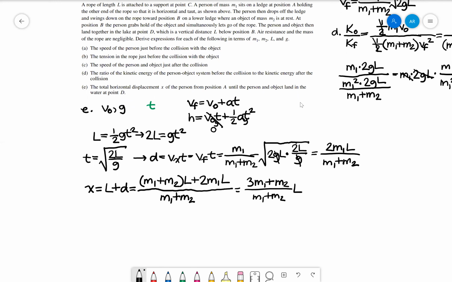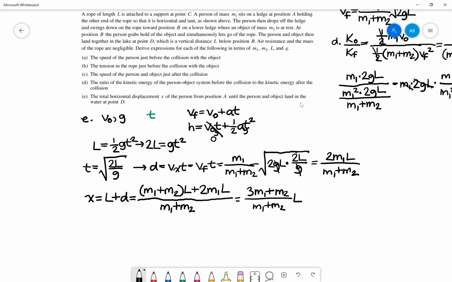And as you can see, this is essentially a kinematics problem in disguise, part E. And you can see that it's dependent on the length L of the ledge and the string and the masses. It's not dependent on the velocity. It's just dependent on the masses and L. Okay, so we're going to see if there are any final questions. Do we have any final questions on anything so far?